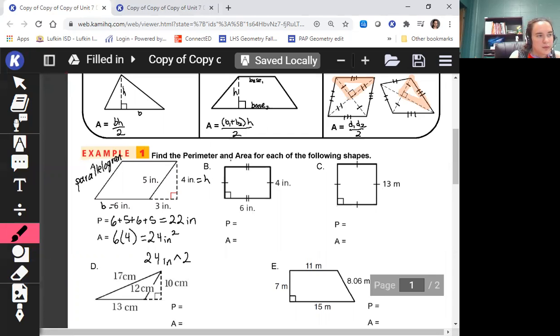Next up, we have a rectangle. And we need to find the perimeter of the rectangle. So 6 plus 4 plus 6 plus 4. And that gets us 20 inches. And then we need to find the area of the rectangle. Remember, it's base times height. So 6 times 4, which is 24 inches squared. Again, if you're on a computer, 24, put your units, put your caret, and then 2.